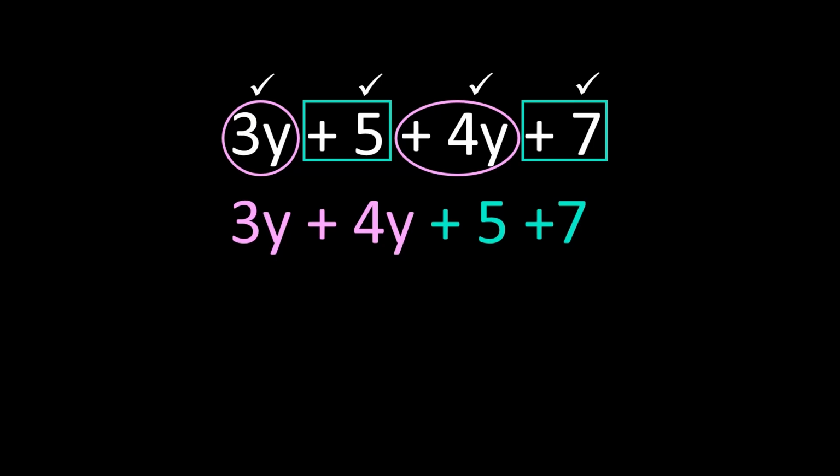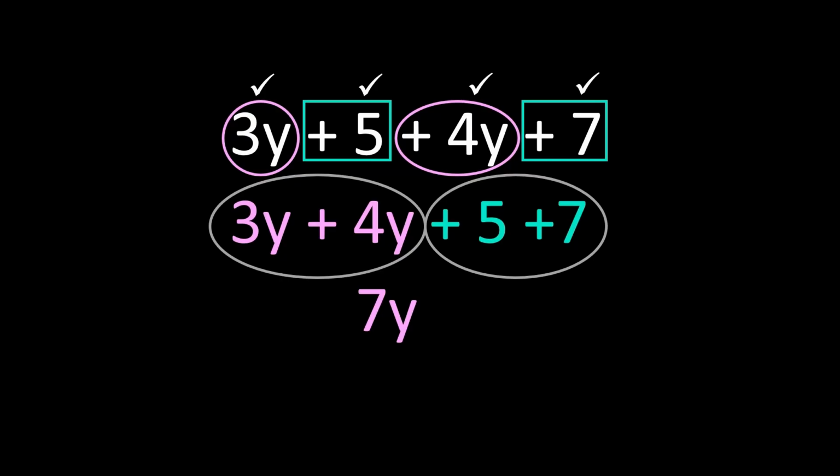So now I have my like terms grouped together, so it's very easy to see that my first step from here is going to be to add 3y plus 4y. I'm going to combine those like terms. And 3y plus 4y, 3 plus 4 is 7, so I have 7y. And then I'm going to add my constants, my other set of like terms, which is 5 plus 7. And 5 plus 7 is 12. So 3y plus 5 plus 4y plus 7 simplified is 7y plus 12.